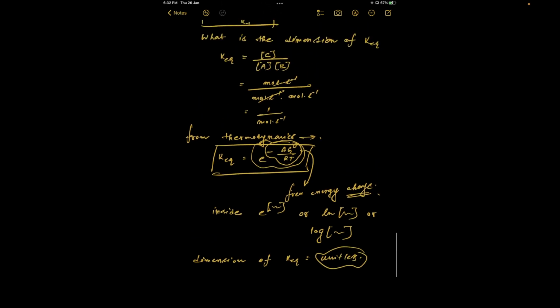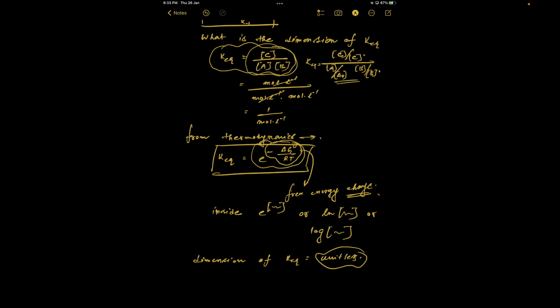So how do you justify that? Because when you express K equilibrium in this way, you get 1 upon mole liter inverse, but actually in practice each concentration will be divided by its value at standard condition. That's how the whole quantity will be unitless, expressed like C divided by C0, A divided by A0, times B divided by B0, this way. So the whole K equilibrium will be unitless or dimensionless.